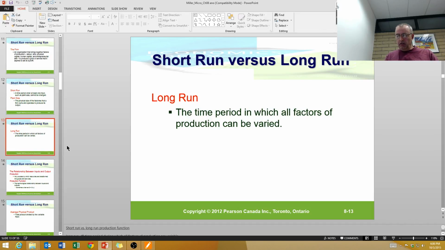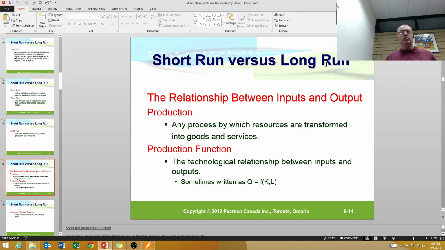Okay, so we have this concept in economics known as a production function. So production is simply the process through which inputs get transformed into outputs. It's inputs converted into outputs. So it's our factors of production, land, labor, capital, and entrepreneurial skill, getting converted into products, goods and services, and the like.